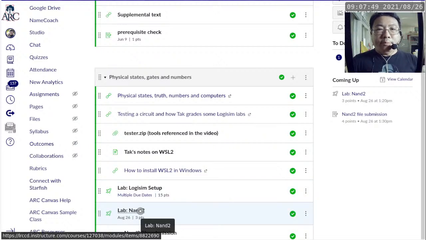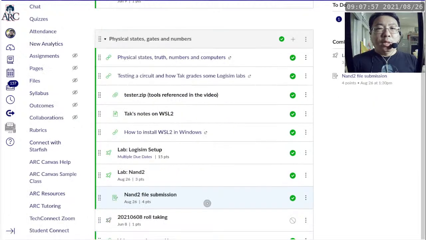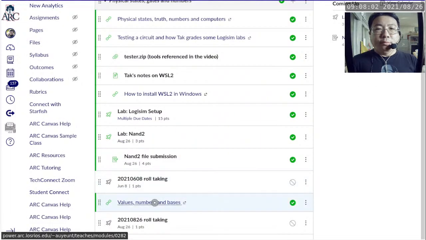All right, so there is that. This is the lab for today. It is due at 1:20 p.m. today. I don't want anyone to be spending time to work on this because I am going to talk about the topic for today, which is values, numbers, and bases. So let's go there.